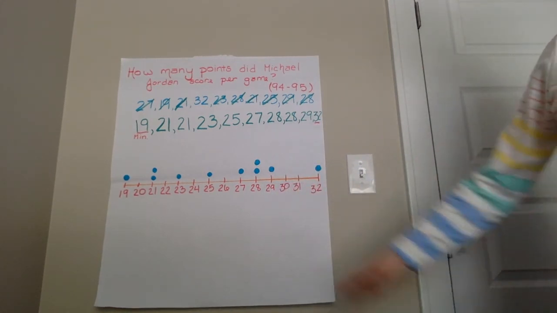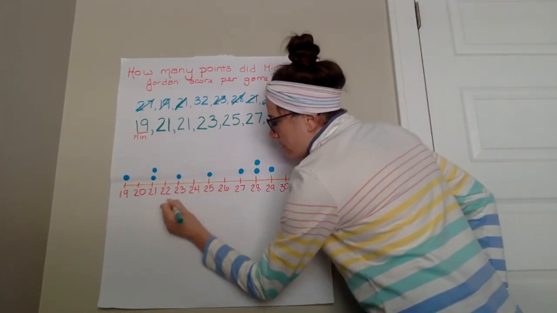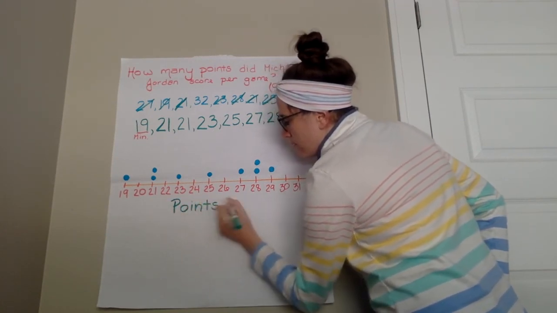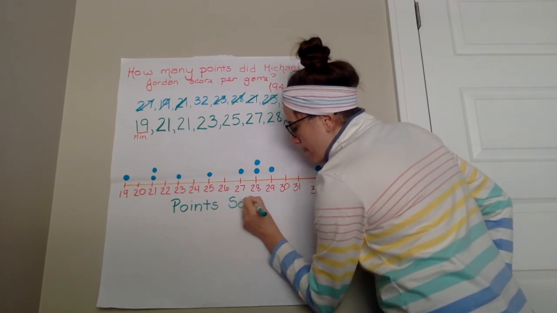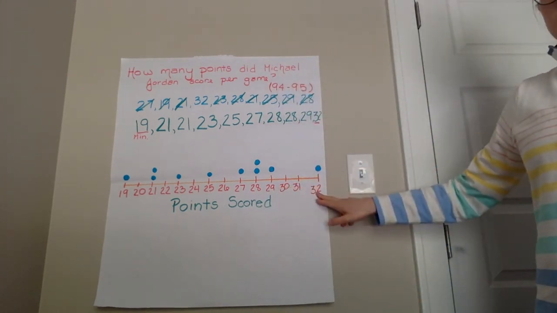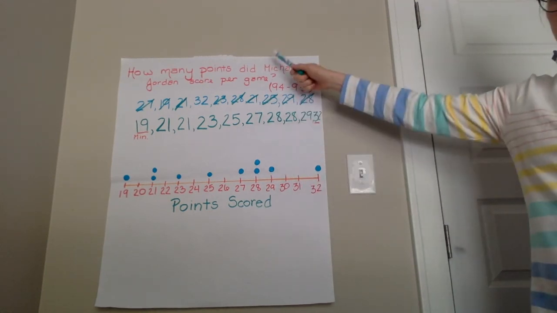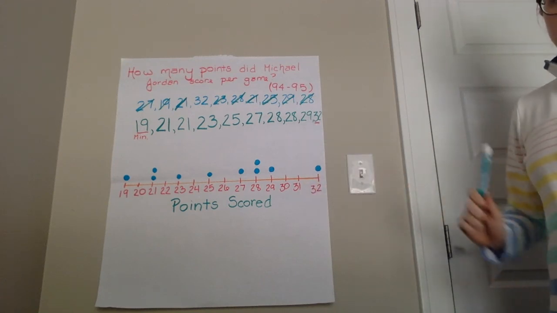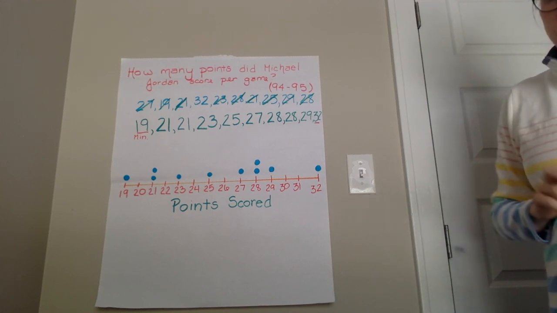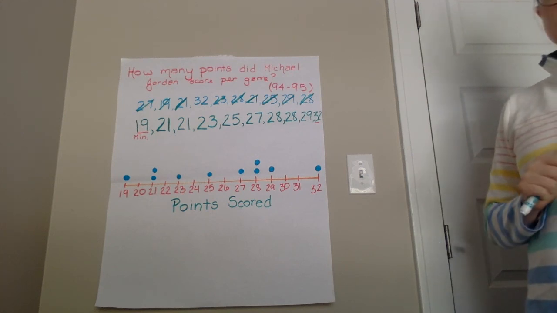So that means down below, I'm going to write points scored. These numbers are about the points that were scored. I have to put a title that relates to what my question is in the data set. So that is how I create a dot plot from a data set. I'm going to create an anchor chart with all the steps so that you can do this as well.